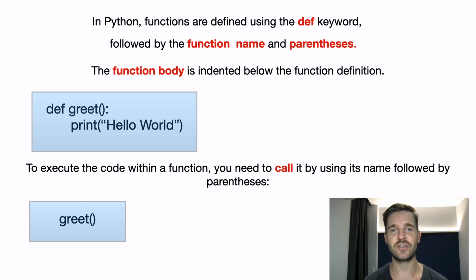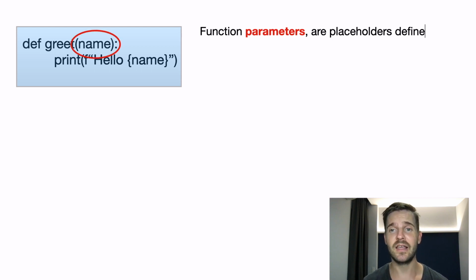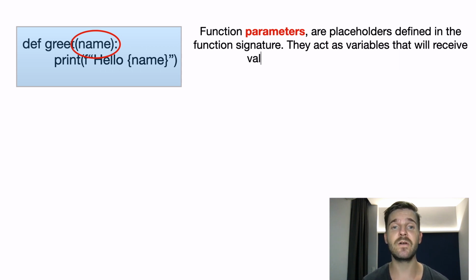Let's talk about function parameters and arguments. Function parameters are placeholders defined in the function signature. They act as variables that will receive values when the function is called. Look at the screen on the example. The greet function has name as a parameter.